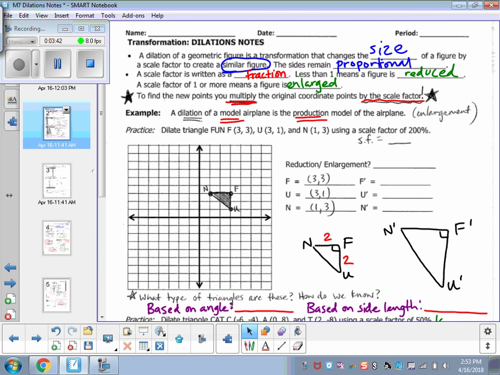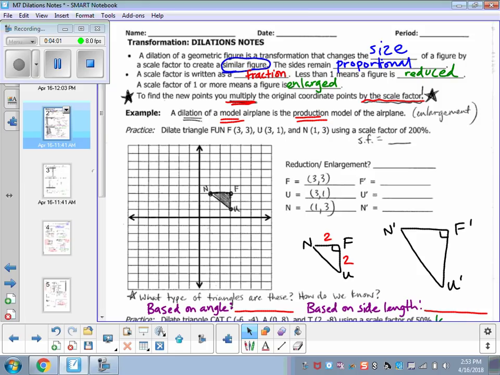Here we go. Page 1 of our notes. So a dilation of a geometric figure is a transformation that is going to change the size of the figure using a scale factor to create a similar figure. Our sides will remain proportional. I'm going to go over that in a second.